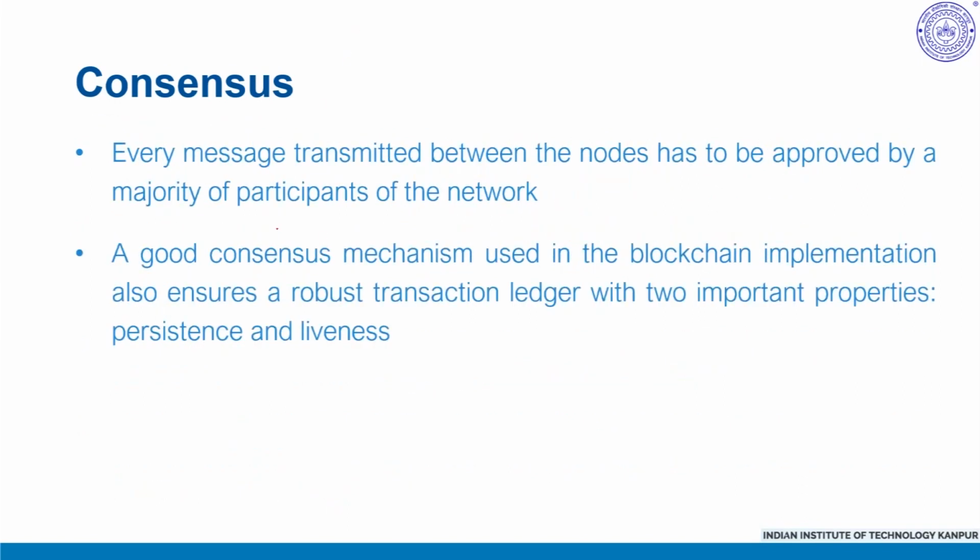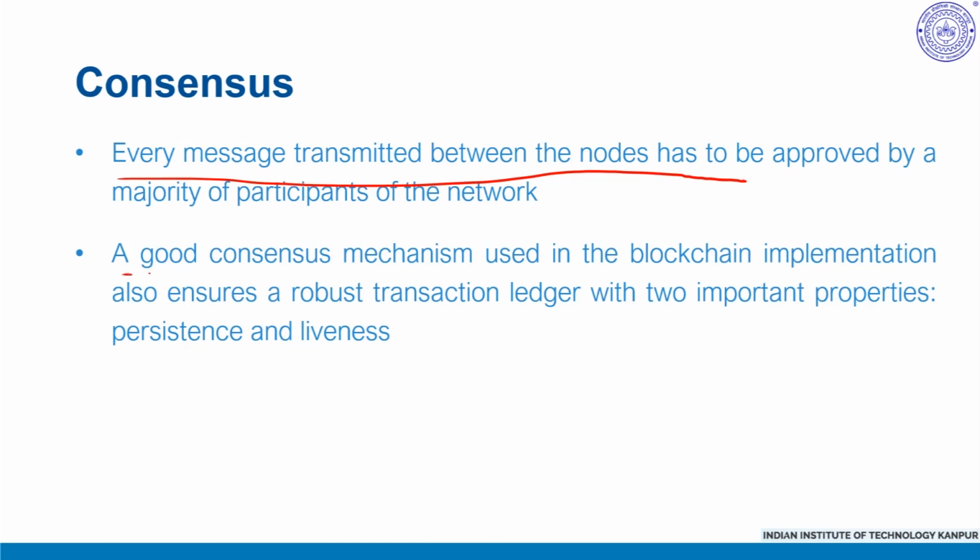So basically we are saying that, in short, every message transmitted between the nodes has to be approved by a majority of participants of the network through a consensus-based agreement. And also the network as a whole should be resilient to partial failures and attacks, such as when a group of nodes become malicious, or when a message in transit is corrupted.